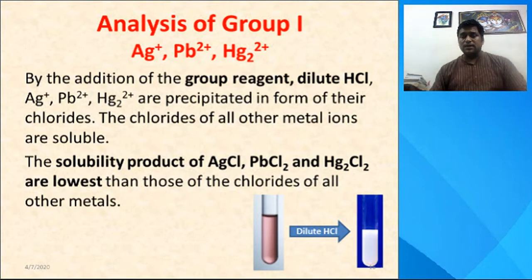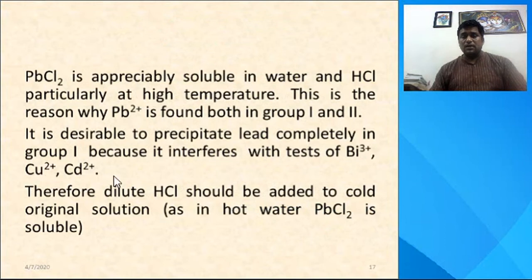So similarly, there are certain precautions we need to keep in mind while doing analysis. Lead chloride is appreciably soluble in water and HCl, particularly at higher temperature. This is the reason why lead is found both in group 1 and group 2. So that's why it is desirable to precipitate it completely in group 1, because it interferes with tests of bismuth, copper and cadmium. So what is required?